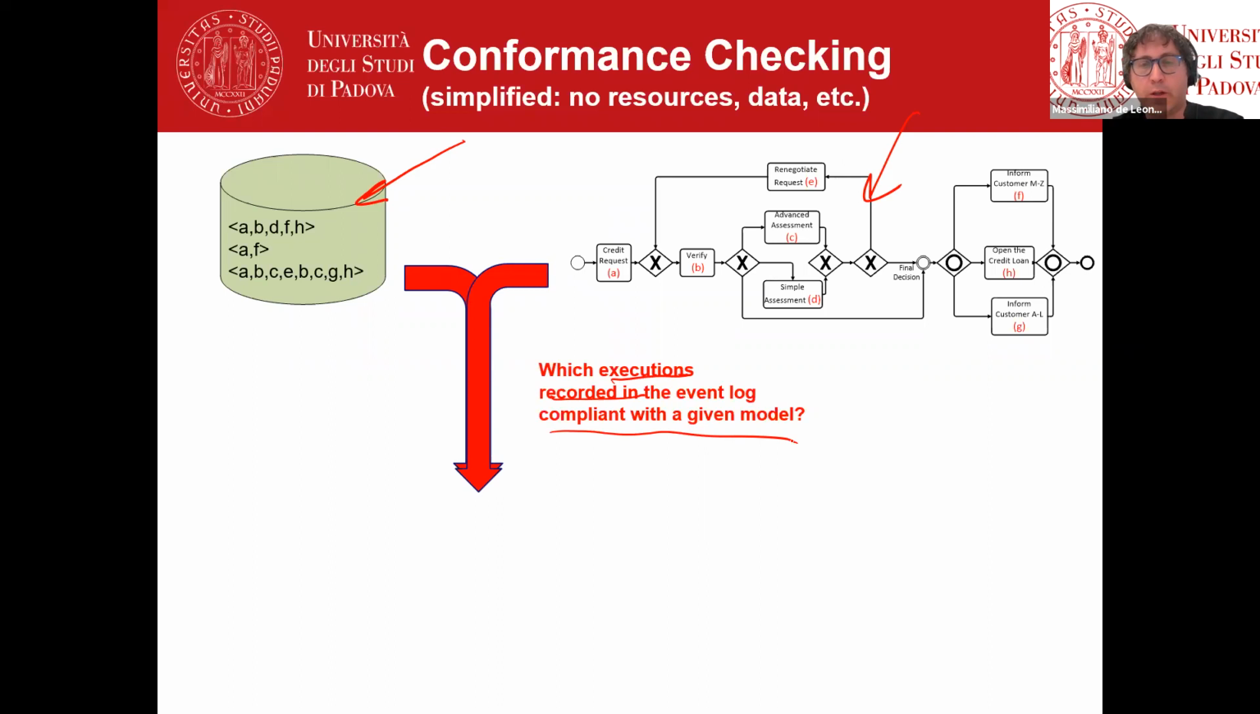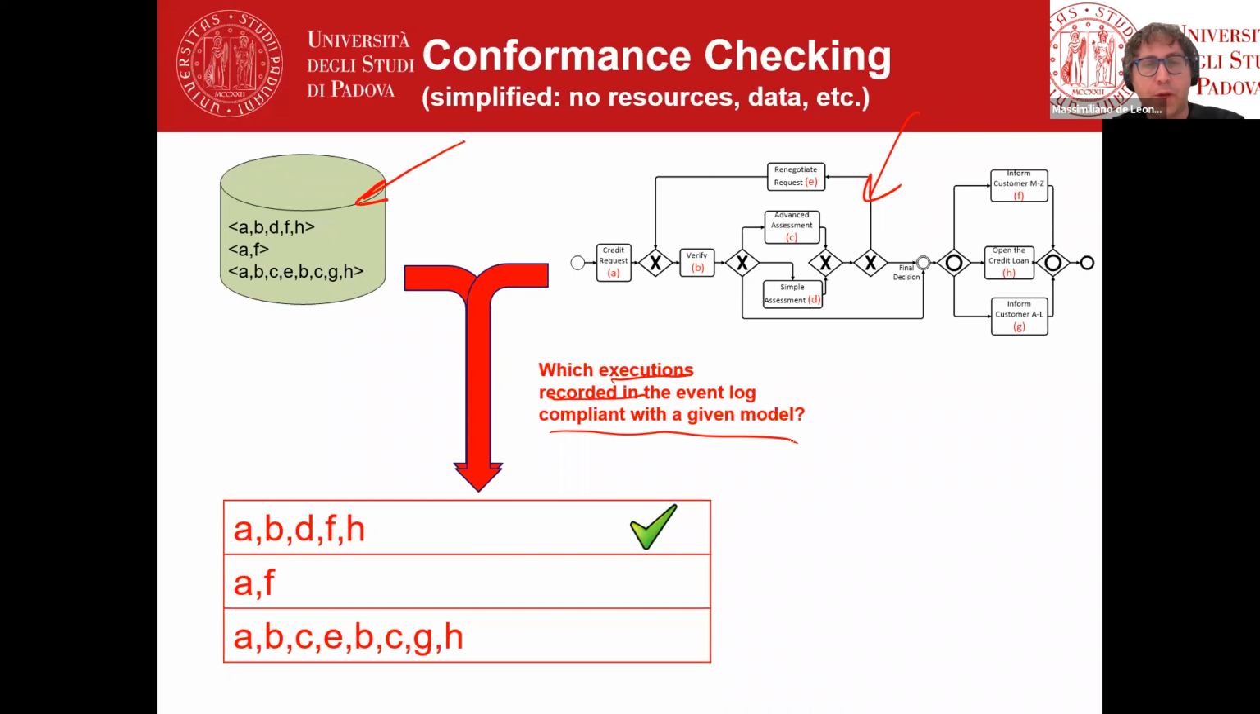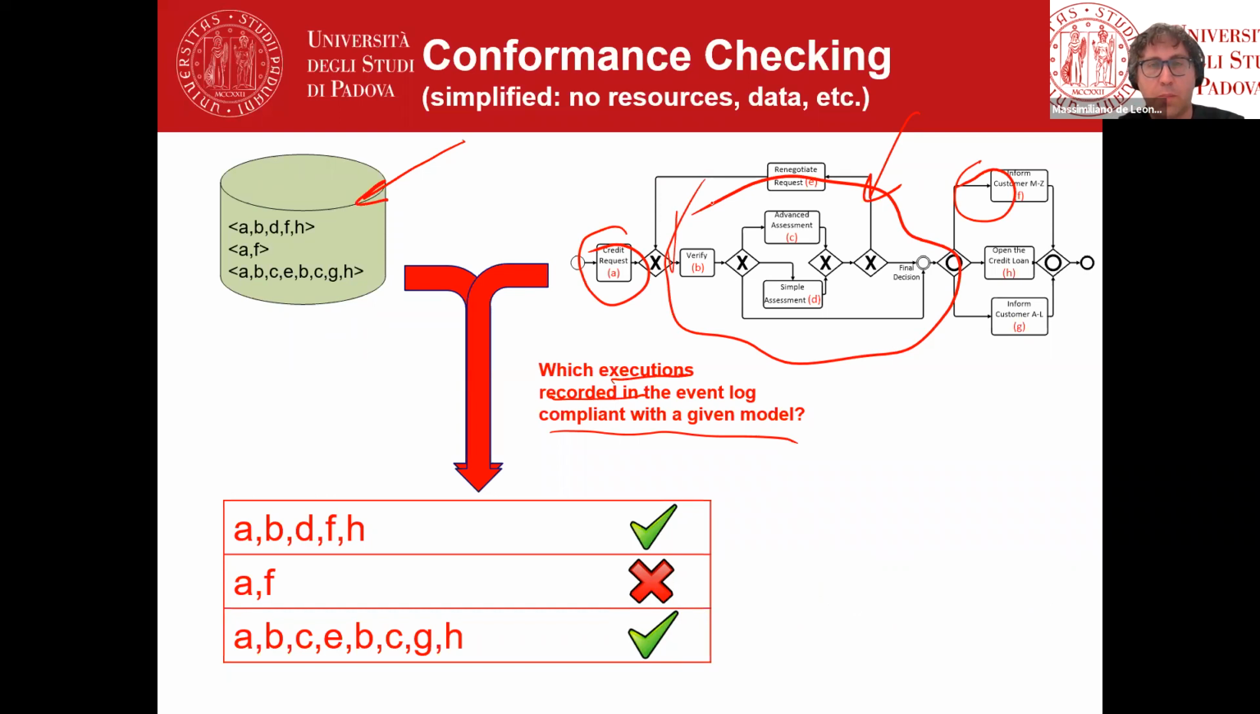And for each execution, we pinpoint the compliance. For example, the first one will be shown and diagnosed as compliant. The second is clearly not compliant because from A, we jump to F, skipping all this part in between. And the third, that repeats the loop once, is also compliant. So conformance checking aims at diagnosing deviations.